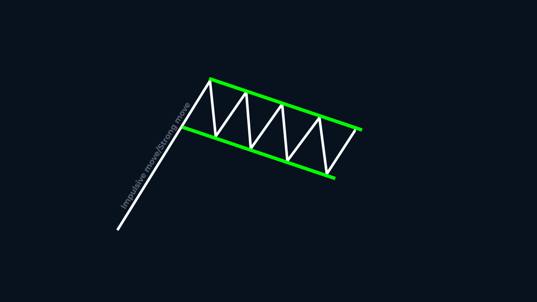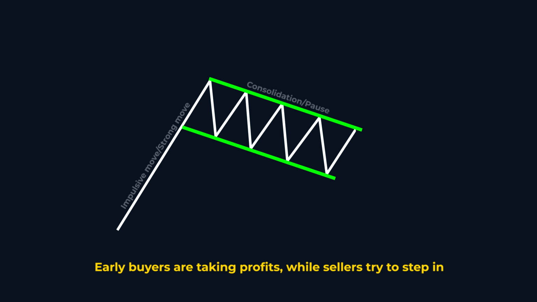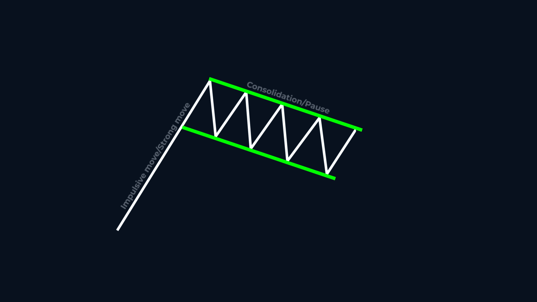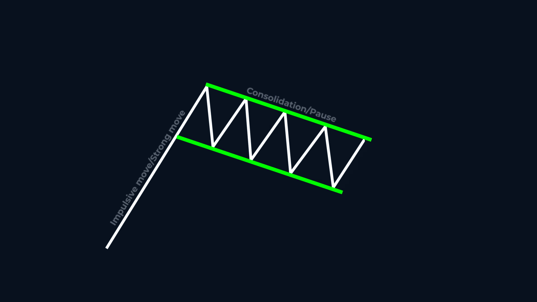After a strong move in the market, price doesn't just keep going forever. It needs to pause. And that pause is exactly what creates the flag pattern. What's happening here is simple. Early buyers are taking profits while sellers try to step in, but they're not strong enough to push price down significantly. That's why you get this tight, controlled pullback instead of a full reversal.